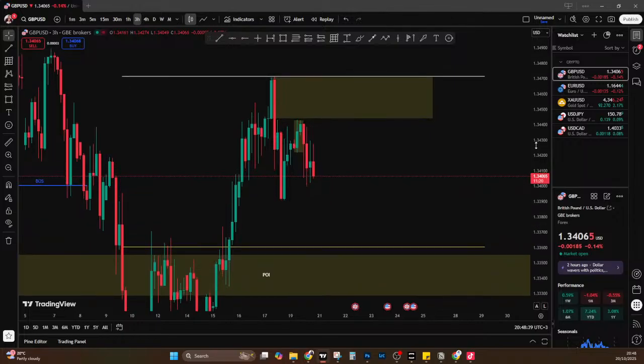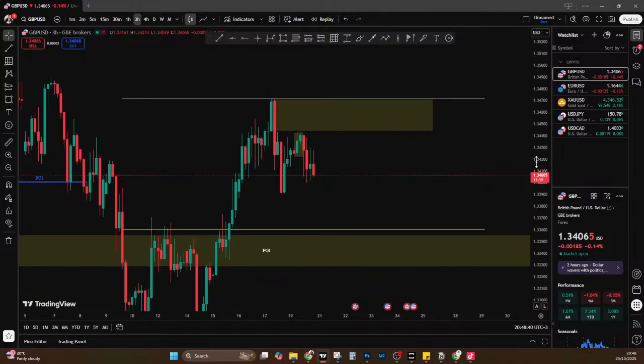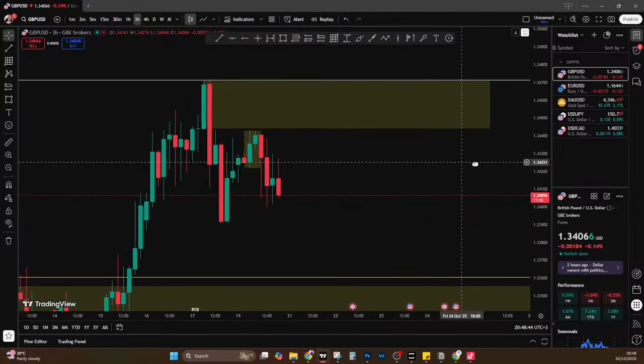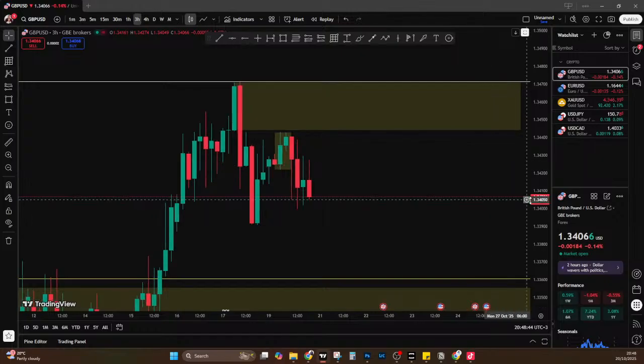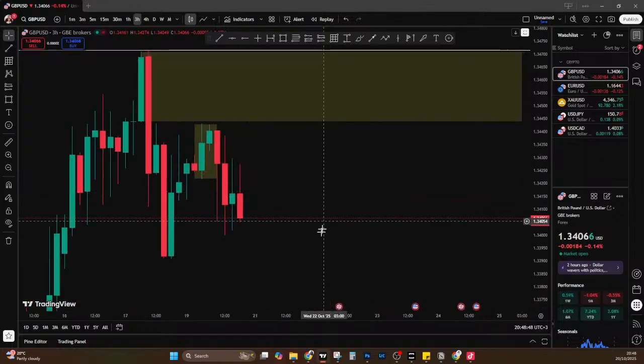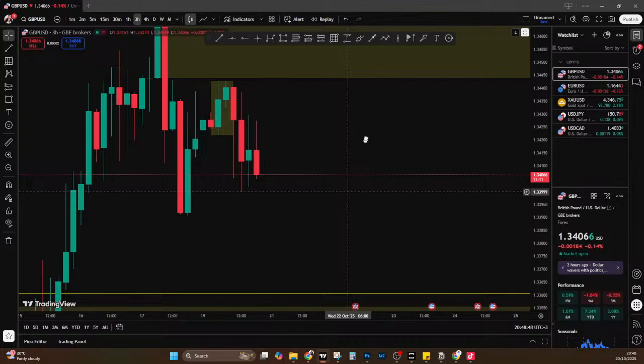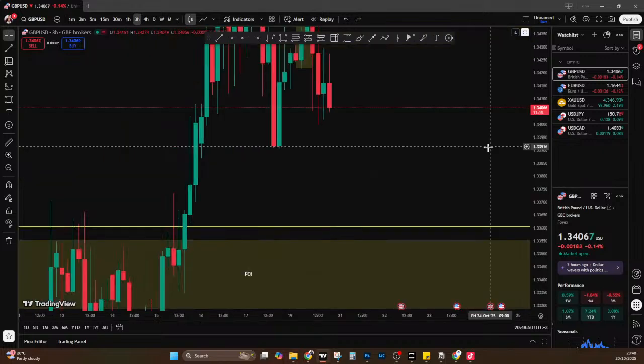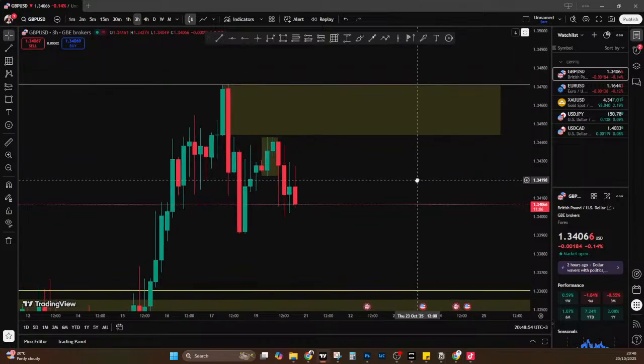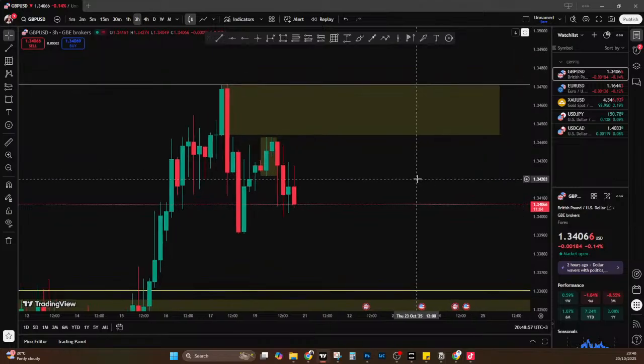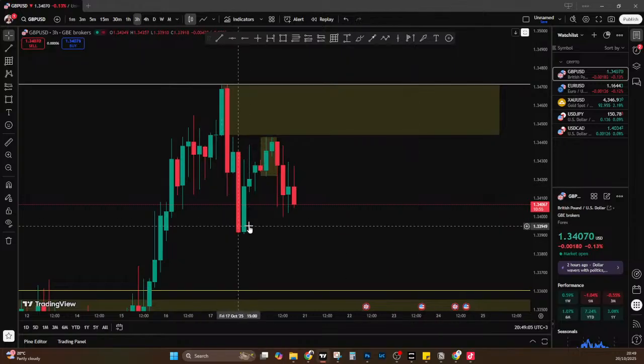So what do you do then? Once you understand that, the next thing you want to do is to look for entries. You need now to look for entries. Now, by the way, where the market is now is very risky. Where the market is now, it is very risky. But let us see in this area here.